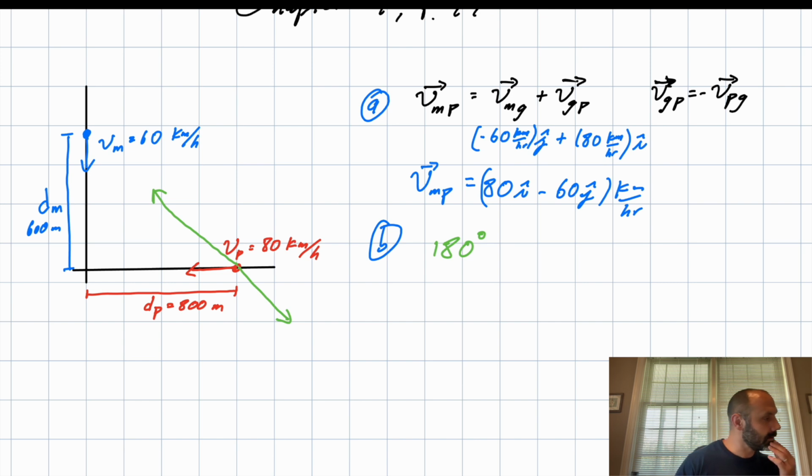And then C asks, as they get closer together, does this change? And the answer is no. First of all, the ratio of the velocity doesn't change. That stays consistent. And same thing with the line of sight. So the answer to C is no change.